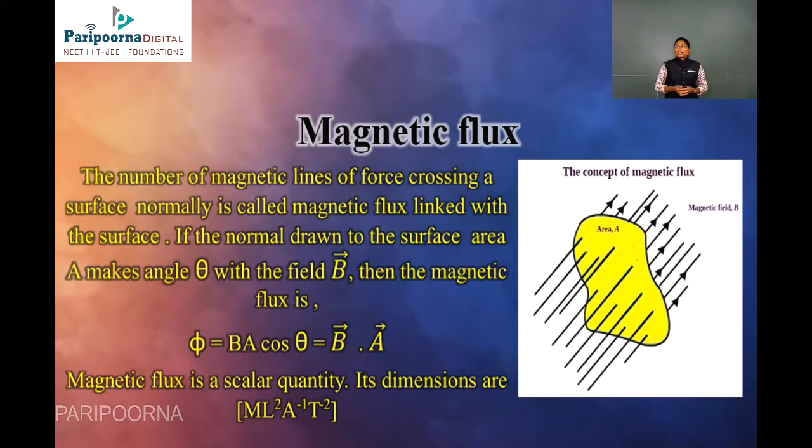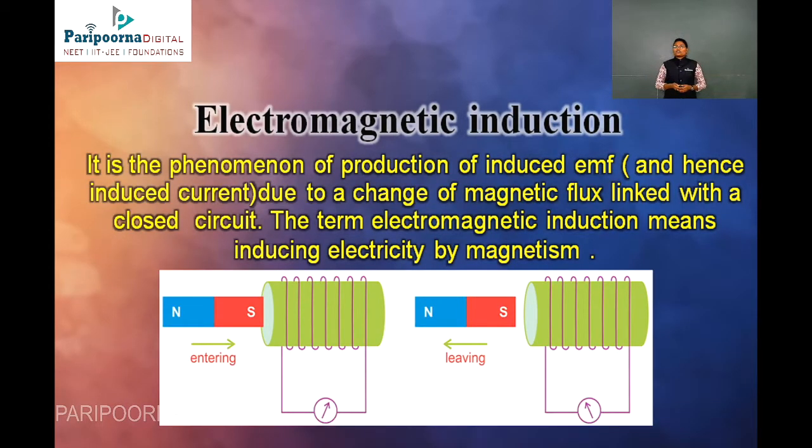Before electromagnetic induction, we have to know what magnetic flux is. The number of magnetic lines of force crossing a surface normally is called the magnetic flux linked with the surface. If the normal drawn to the surface area A makes an angle theta with a magnetic field B vector, then the magnetic flux will be phi equal to BA cos theta, which is B vector dot A vector. Therefore, the magnetic flux is a scalar quantity and its dimensions are M L^2 A^-1 T^-2.